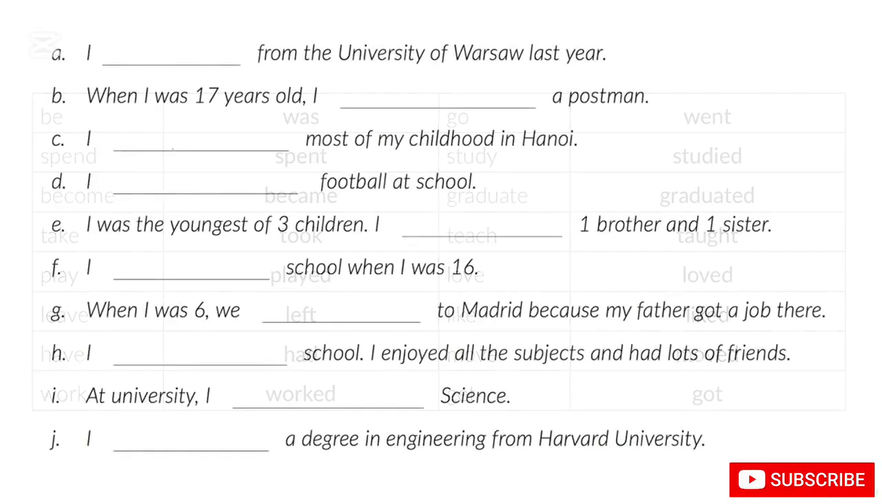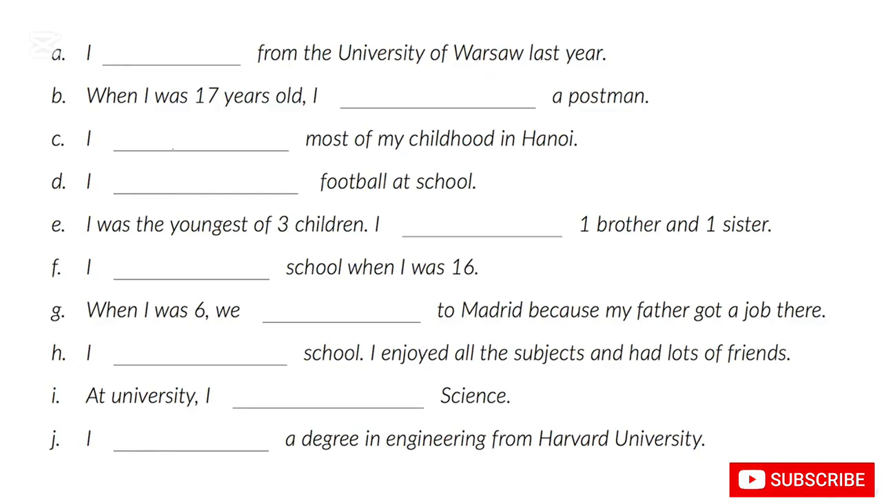And activity 2, you had to complete these sentences. So A, I graduated from the University of Warsaw last year. When I was 17 years old, I became a postman. C is I spent most of my childhood in Hanoi. I played football at school. I was the youngest of 3 children. I had 1 brother and 1 sister.